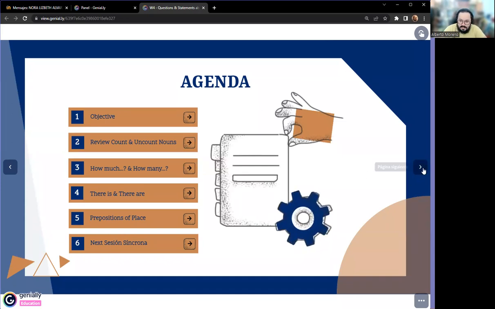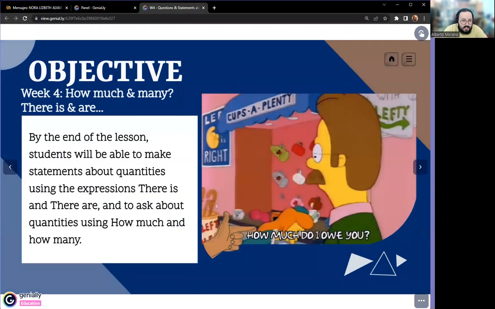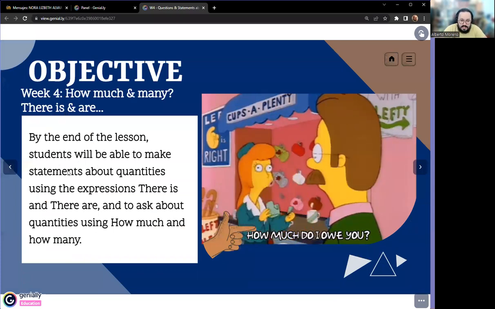Okay, so let's begin with the objective, guys. So the objective for this session says by the end of the lesson, students, I mean you, will be able to make statements about quantities using the expressions there is and there are, and to ask questions about quantities using how much and how many.